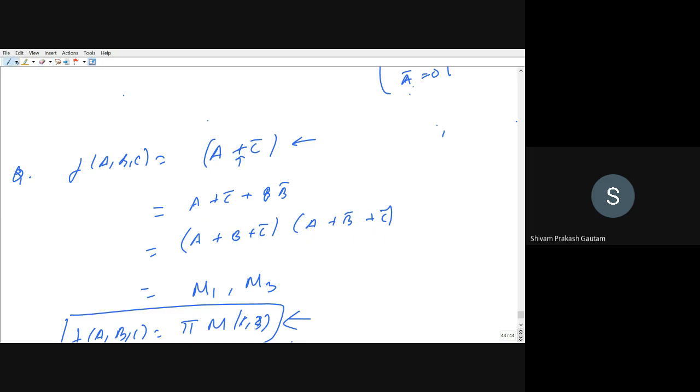Okay. So B into B bar was our missing variable. Then we have seen that we are having 3 variables, and here only 2 variables are there. So we have added 3 variables. Now you have to expand this, because you want to get standard product of sum form. Right now it is not in standard product of sum form.